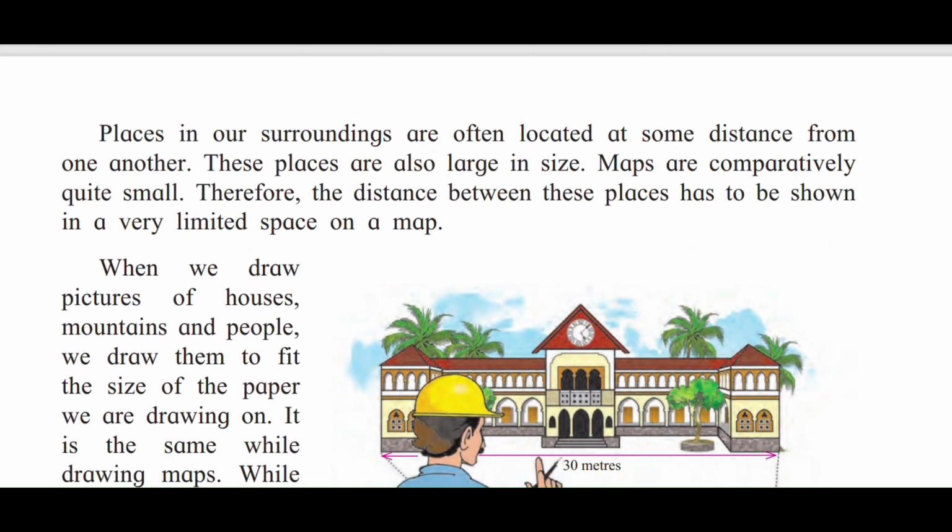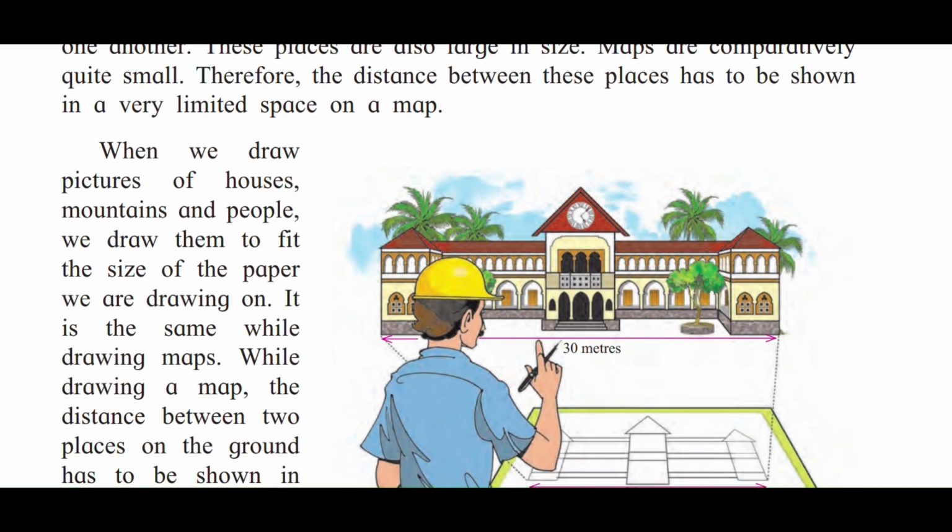Places in our surroundings are often located at some distance from one another. These places are also large in size. Maps are comparatively quite small. Therefore, the distance between these places has to be shown in a very limited space on a map. When we draw pictures of houses, mountains and people, we draw them to fit the size of the paper we are drawing on. It is the same while drawing maps.